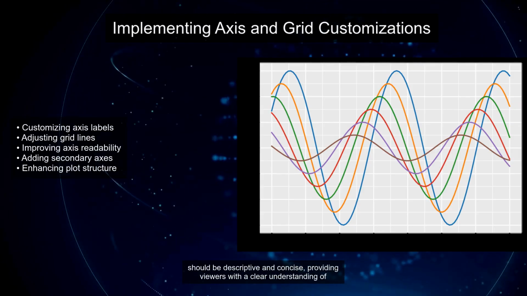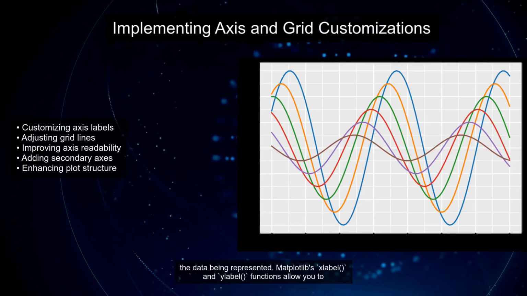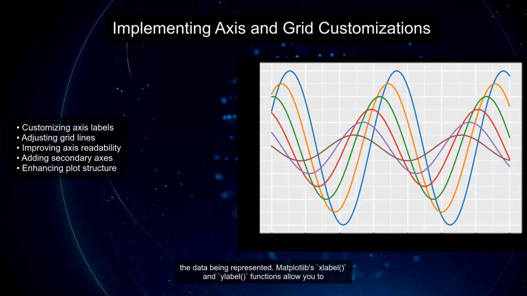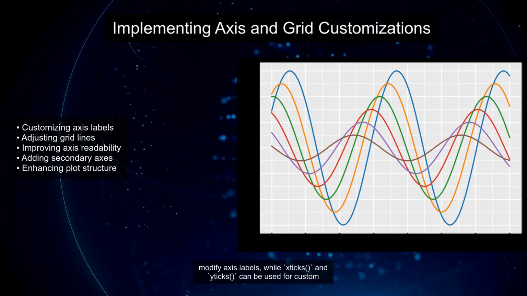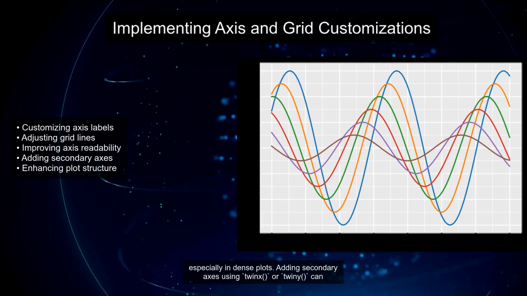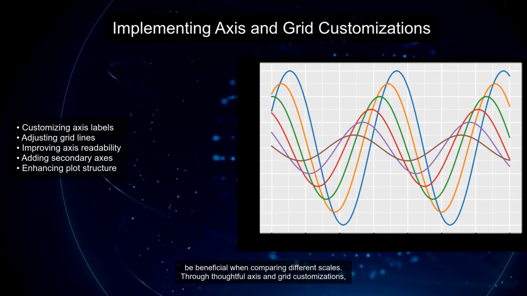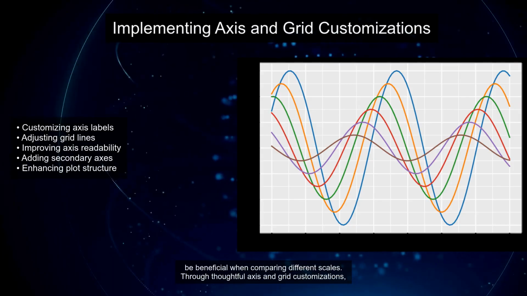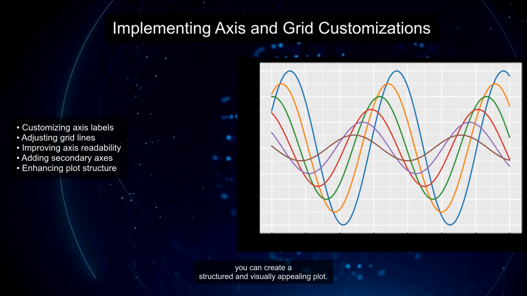Axis labels should be descriptive and concise, providing viewers with a clear understanding of the data being represented. Matplotlib's xlabel and ylabel functions allow you to modify axis labels, while xticks and yticks can be used for custom tick marks. Customizing grid lines with the grid function can enhance readability, especially in dense plots. Adding secondary axes using twinx or twiny can be beneficial when comparing different scales. Through thoughtful axis and grid customizations, you can create a structured and visually appealing plot.